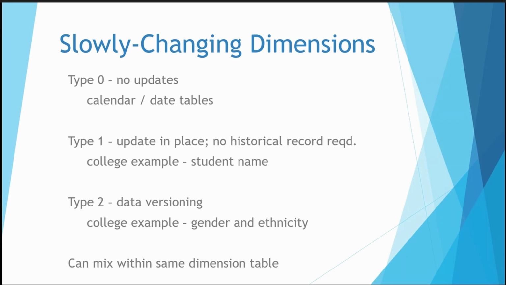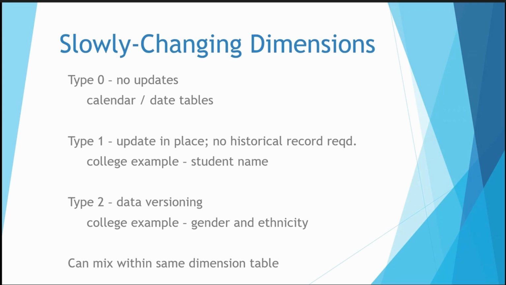So a type 0 attribute would be something that can't change. So like day of the year or day name would be like that. Because in a date table dimension, the 4th of March 2025 is always going to be a Tuesday. It can't ever be anything else. So that can't change.